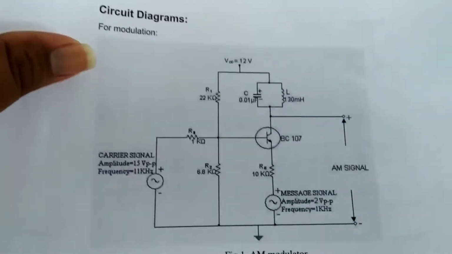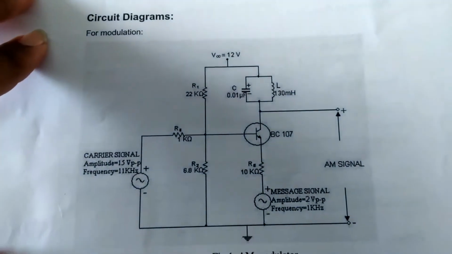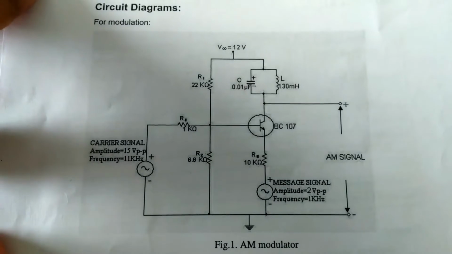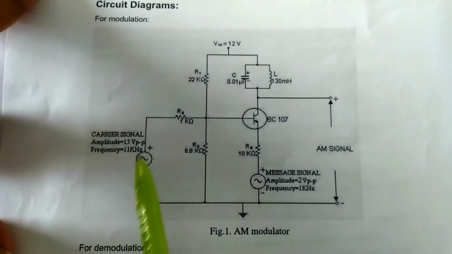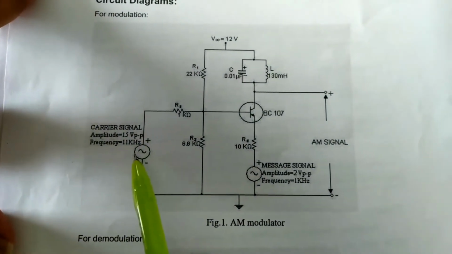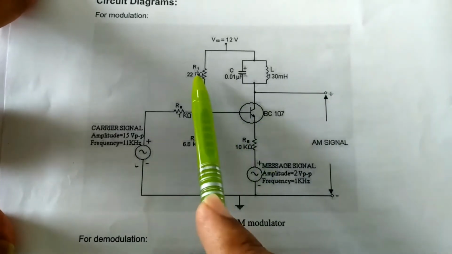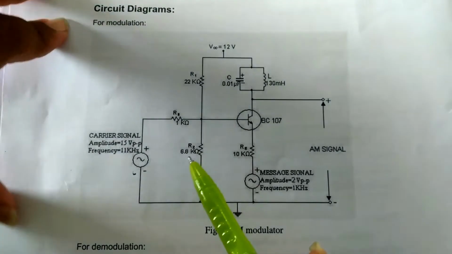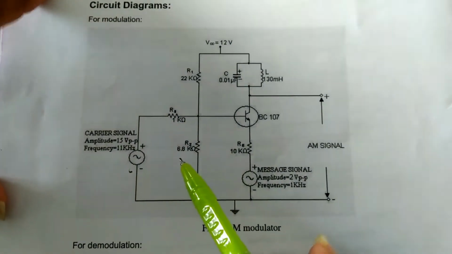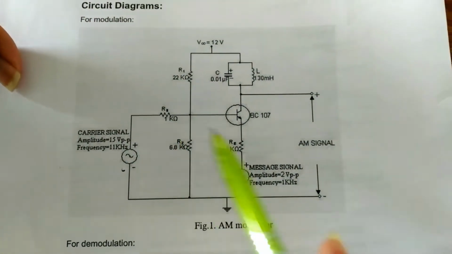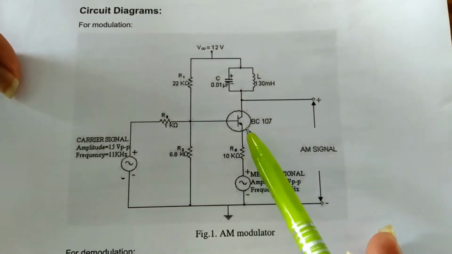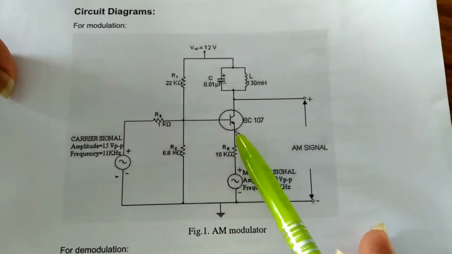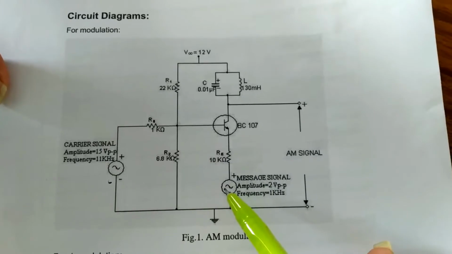Diagram for the modulation. Now the circuit diagram for the amplitude modulated wave is like this. Here the carrier signal is applied at the base side, and R1 and R2 are meant for biasing. However, I will explain the same thing with the hardware. Only for theoretical or demonstration purposes I am using this. And the message signal is applied at the emitter side. That's why it is called emitter modulation.